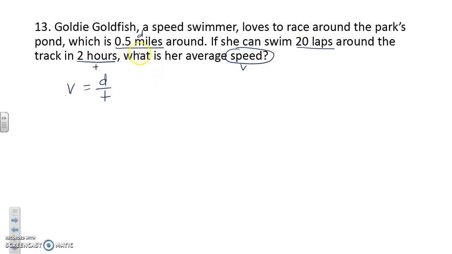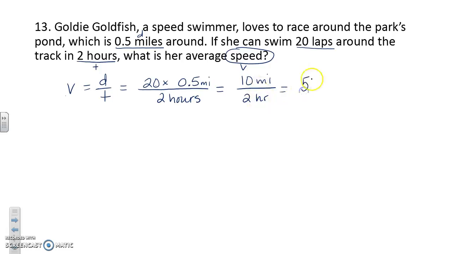However, here it says that she goes 0.5 miles around 20 times. Okay, so that's going to be 20 times a total distance of 0.5 for each time that she goes around, and we divide that by the time, which would be 2 hours. All right, so to solve this, 20 times 0.5 should be 10 miles. And we divide by our time, which would be 2 hours. And 10 divided by 2 is 5, so it would be 5 miles per hour. And that would be how you solve the first one. Okay, now remember, I'm going to go through these kind of quick. If you need to pause, rewind, feel free.